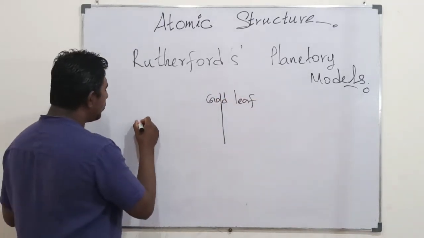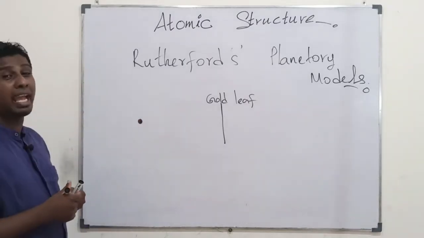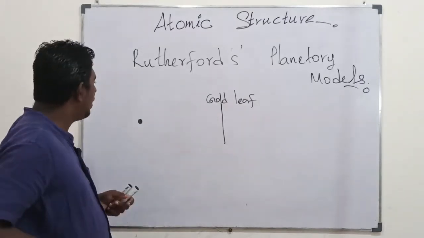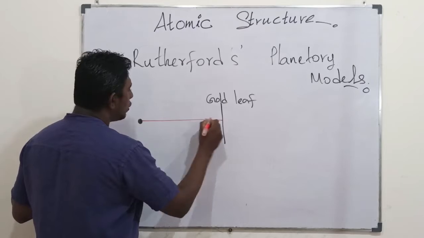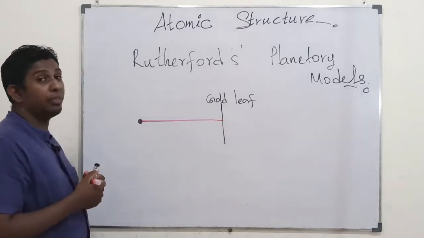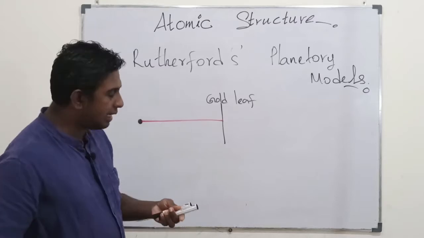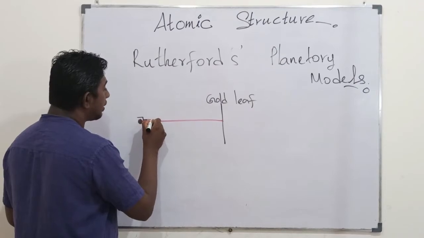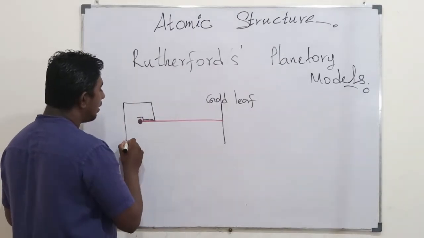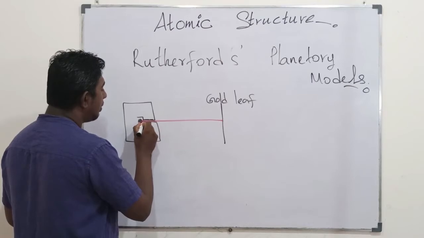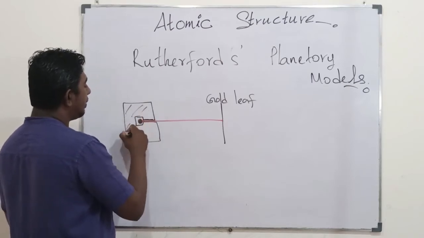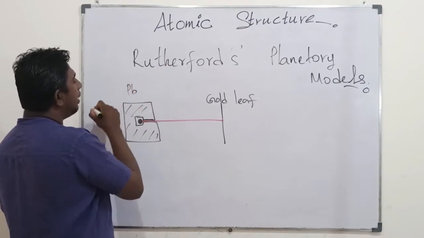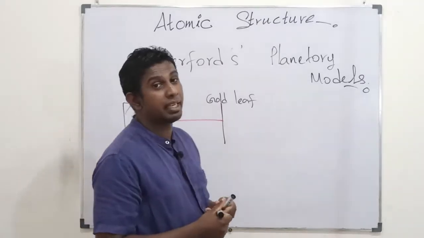Then he asked to use a radioactive source which is good at emitting alpha radiation. Then he asked the students to spot the alpha rays on the gold foil. You could find radioactive sources stored in safe places, like lead, a highly dense metal. It was kept inside a lead chamber.